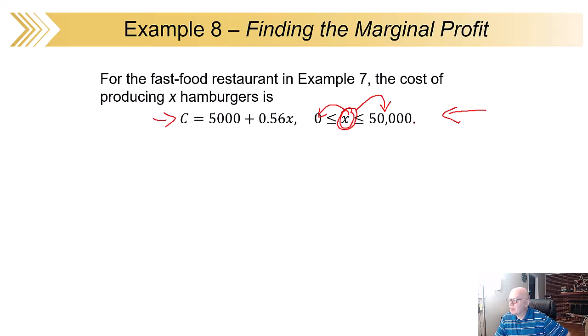Here's the cost function. Now this cost function also tells you something too. If you sell even 0 hamburgers, you're still going to have to pay $5,000, perhaps for the rent of your hamburger place, maybe for insurance. There are a lot of things that are possible. The air conditioning, for example. So your total cost will be that $5,000, and then your cost is going to go up by 56 cents for every hamburger you decide to sell.